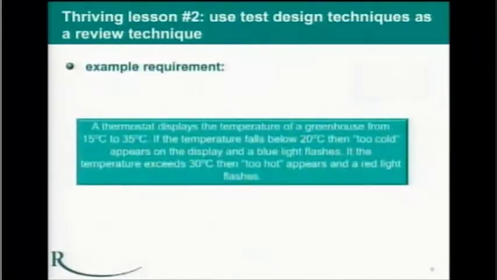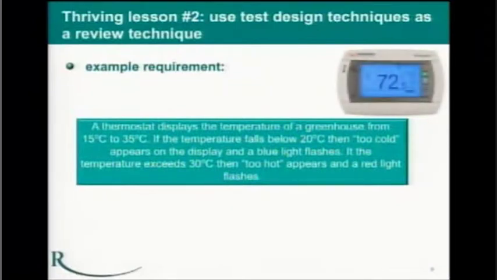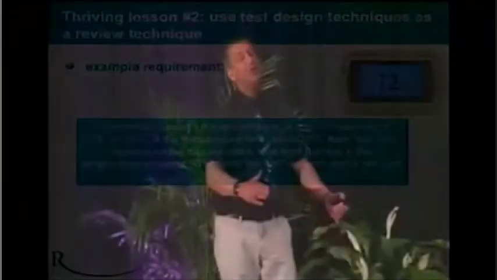Here's an example requirement. A thermostat displays the temperature of a greenhouse from 15 degrees to 35 degrees Celsius. If the temperature falls below 20, then "too cold" appears on the display and a blue light flashes. If the temperature exceeds 30 degrees, then "too hot" appears and the red light flashes. You see, we read that and we think, yeah, that's okay. We might have a few questions, but we think it's okay.